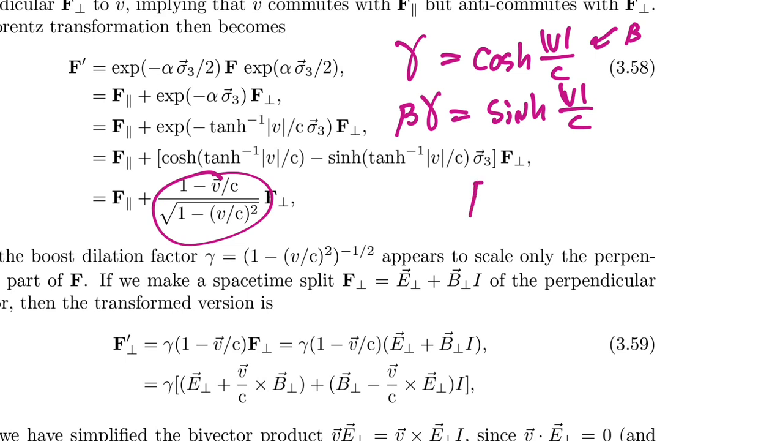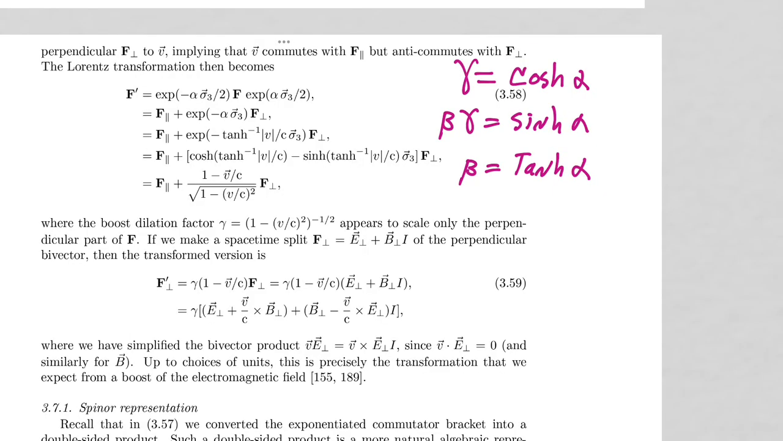And I think that means beta must be, yeah, of course, beta equals the hyperbolic tangent of V over C, right? And so the inverse tangent of V over C is, okay, that's better. Yeah, it's the rapidities here.